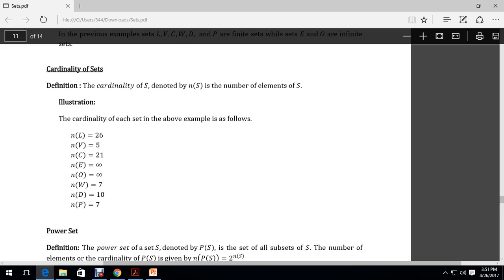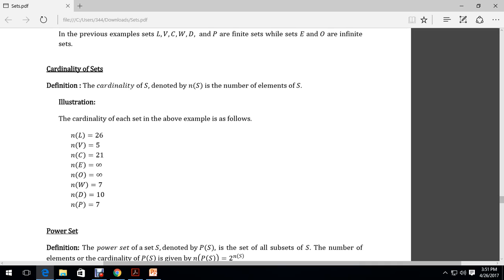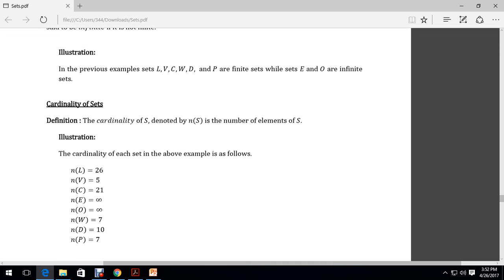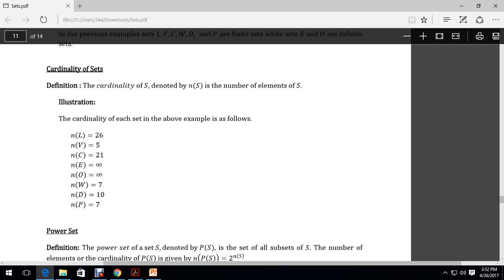Okay, so cardinality of sets. The cardinality of S, denoted by n of S, this is read as n of S, is simply the number of elements of S. So, for example, in our illustration, the sets L, V, C, W, D, P, E, and O, obviously, we have the following cardinalities: the set of all letters in the English alphabet.